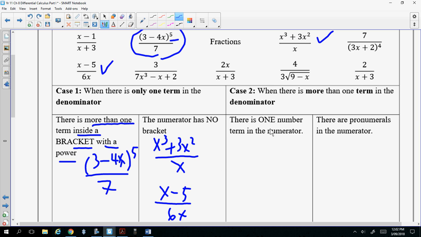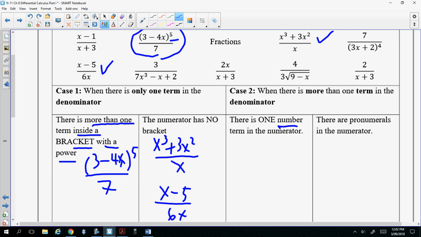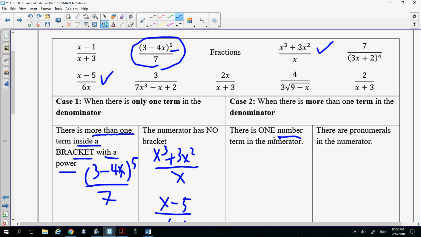And there's only one term in the numerator. And there's one number, one number in the numerator. So which one has one number in the numerator? This one, this one, this one, this one. Right? Oh, I should use a different color pen. Right, so let's write them down.